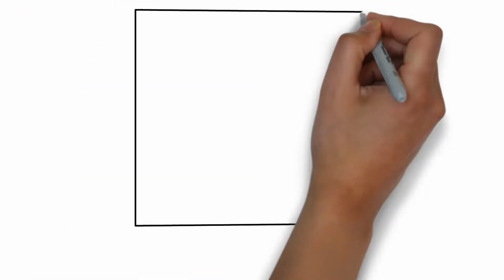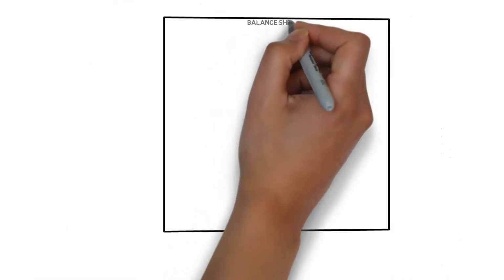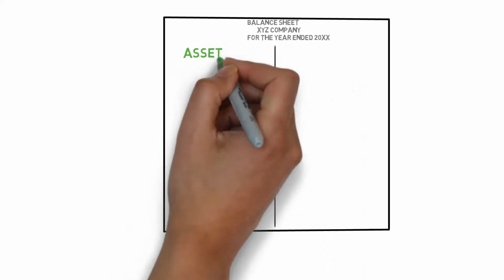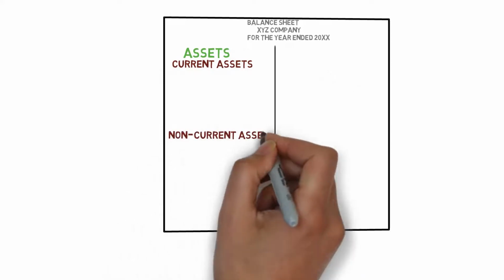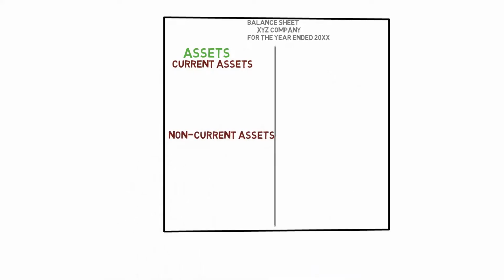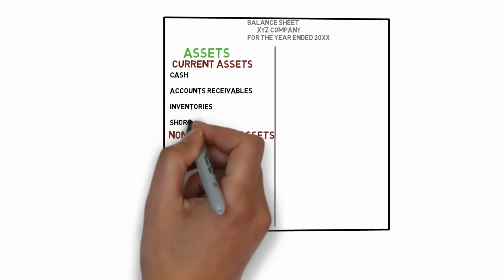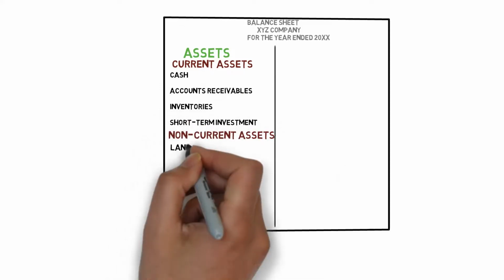Now let's make a balance sheet. We will make a horizontal balance sheet as it is more common in practice for public limited companies. On the right side, we will write assets and divide it into its two categories, current and non-current assets. We will also write the elements of the current and non-current assets as we discussed previously.